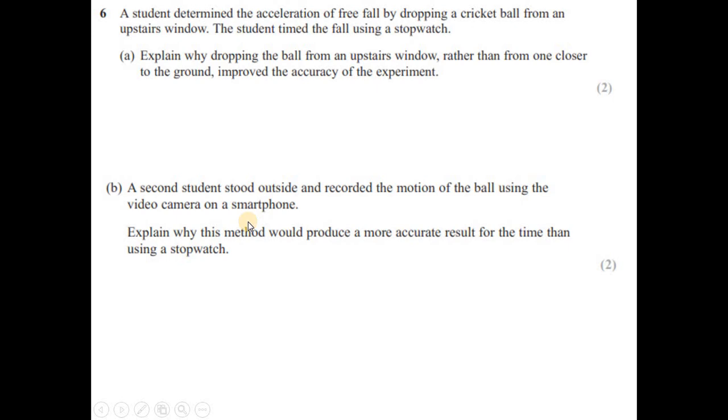Question number 6. A student determined the acceleration of free fall by dropping a cricket ball from an upstairs window. The student timed the fall using a stopwatch. Explain why dropping the ball from an upstairs window rather than from one closer to the ground improved the accuracy of the result. Clearly, if you are dropping from a lower height or from a greater height, if the height is greater, it will take more time, so the time will be higher, so less percentage uncertainty. If you drop from a lower height, it will fall quickly, the time to fall will be less, so greater percentage uncertainty. So it is an advantage to drop the ball from some height rather than closer to the ground.